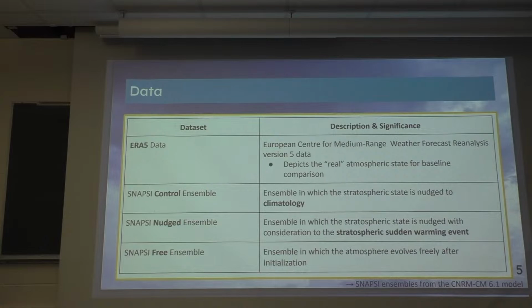And then I compared 3 SAMC forecast ensembles as well. The first one being the control, which is the ensemble in which the stratospheric state is nudged to climatology. The second being the nudge, where the state is nudged with consideration to the stratospheric sudden warming event of interest, and free, in which the atmosphere is allowed to evolve freely after the forecast initialization.